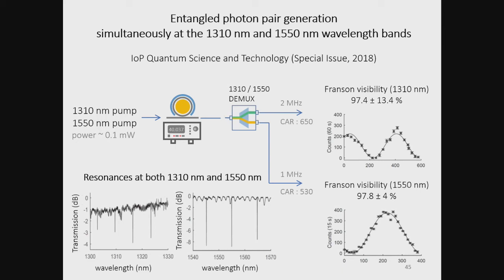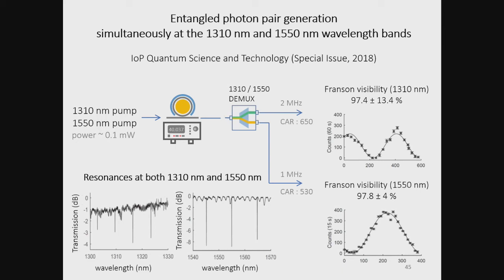There's a different approach to doing it, and you can get reasonably good visibilities, not record visibilities. But you do get resonances at both wavelengths. You do get visibilities in the high 90s using a simple microring.